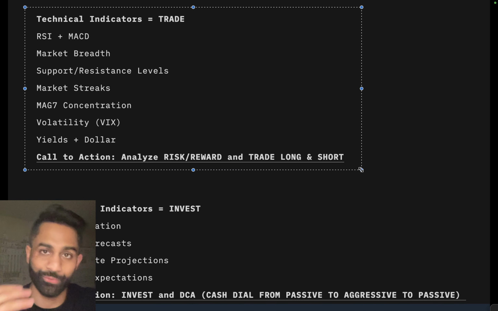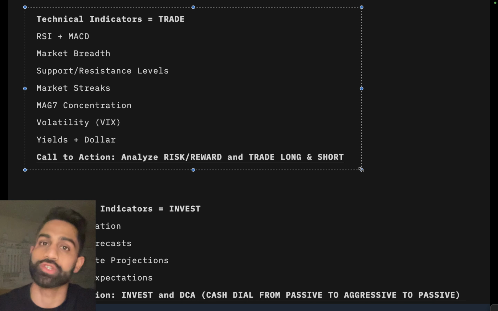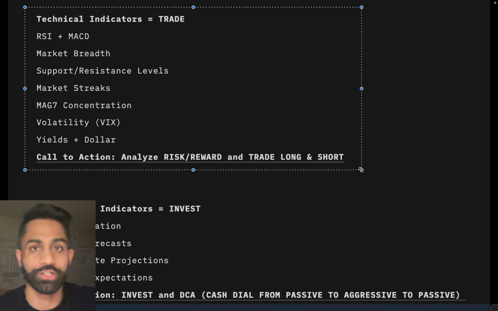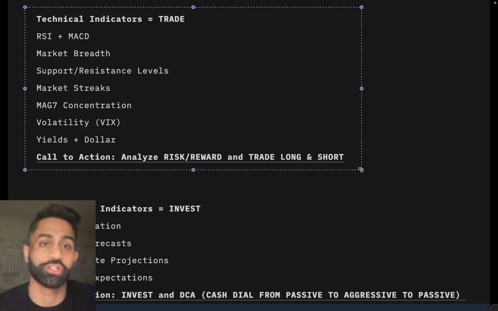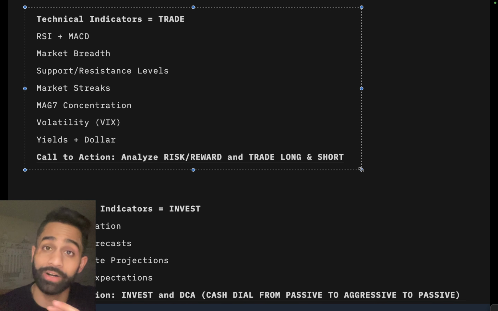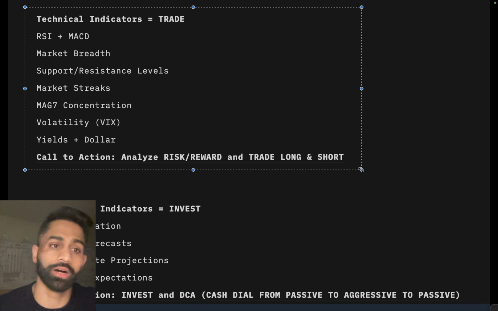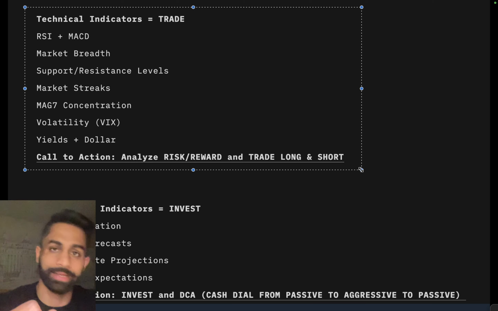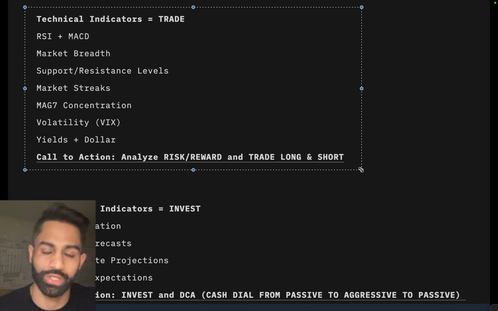Support and resistance levels for S&P, NASDAQ, very specific critical areas. Market streaks, how many days or weeks the markets have been rallying or selling off. Magnificent Seven concentration, so how concentrated this rally is among big tech, or how broad-based participation we're seeing. Volatility, of course, a very important indicator, which is the VIX. Is it higher, lower? When was the last time it spiked? When is the next time it could spike? Yields and dollar, what's the overall trend? Because all of that affects the overall technicals for the market.